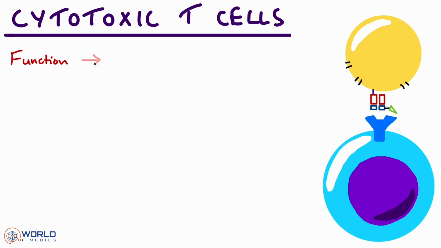Let's talk about cytotoxic T cells. Now, cytotoxic T cells kind of define themselves really. They're cytotoxic to the target cell which presents to them, which means that they end up killing this target cell which is presented to. So that's their main function, but how do they do it?